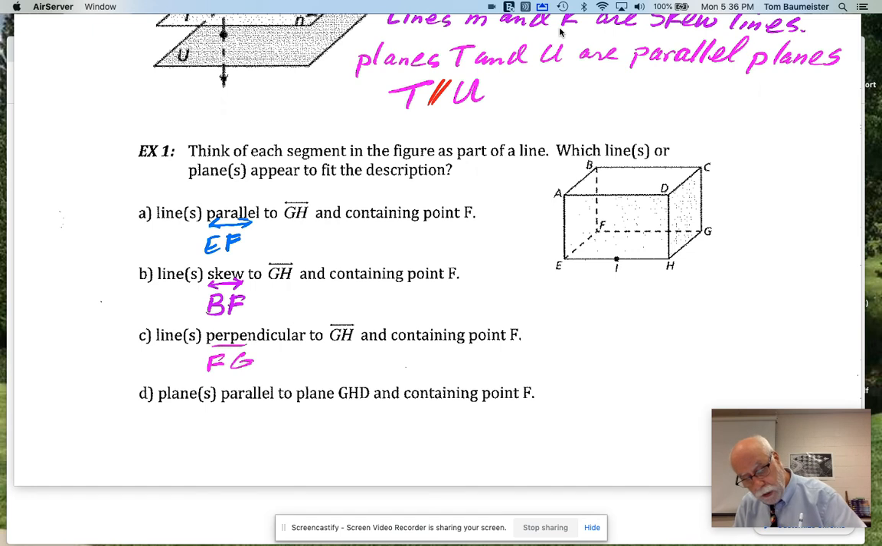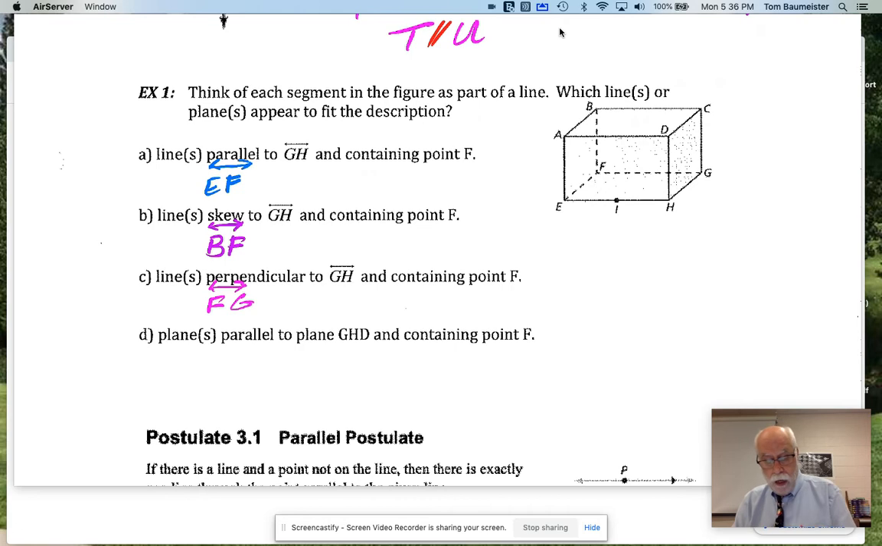So we would say on that one there, line FG, and again, put the line symbol above, and then D, planes parallel to plane GHD. GHD is this plane right here. GHD is this one here. Remember, we can name a plane by 3 points that are non-collinear. So on this one here, which is one that is parallel to it, again, think of the boxes being parallel planes there. So we can take this one here and we can name it by any 3 points. So I named it plane ABF.